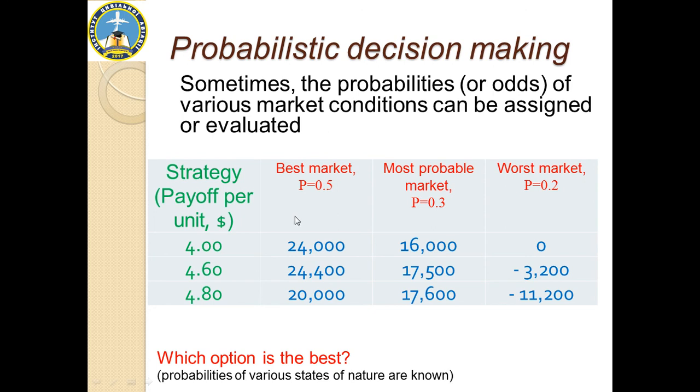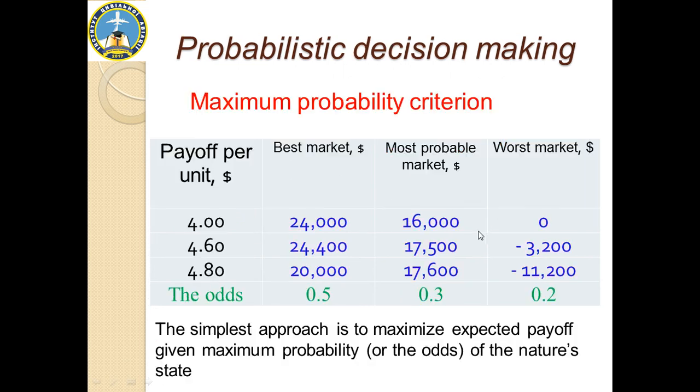Formally, we can apply this maximum probability criterion. It's pretty obvious, and it's the simplest approach. The simplest approach is to maximize expected payoff given maximum probability, or the odds of the nature's state. For example, we call these probabilities the odds.